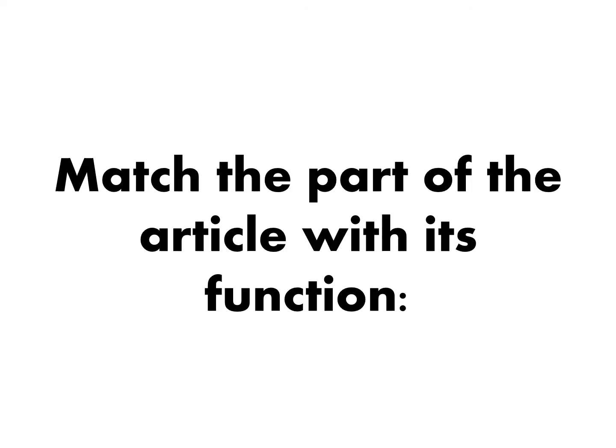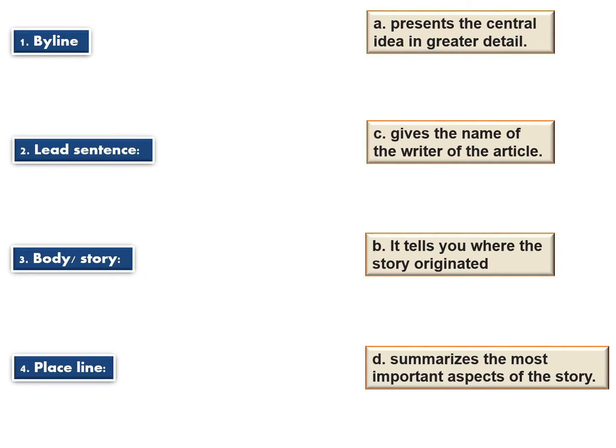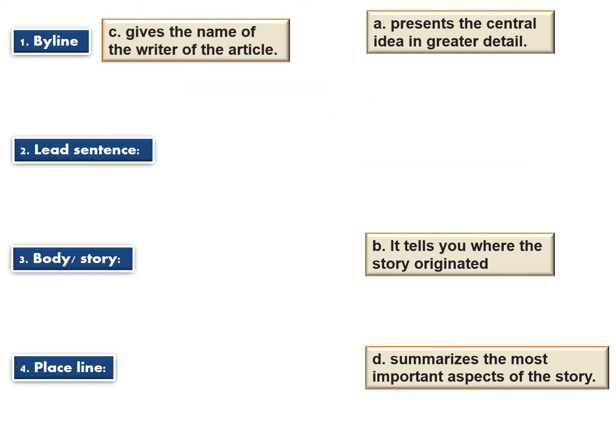Now, here is an exercise for you, a very short one. I would like you to match the parts of the article with its function. So we have the byline, the lead sentence, the body or the story, and the place line. And then you have A, presents the central idea in greater detail. C, gives the name of the writer of the article. B, it tells you where the story originated or took place. And D, summarizes the most important aspects of the story. So, of course, the byline, yes, gives the name of the writer of the article.